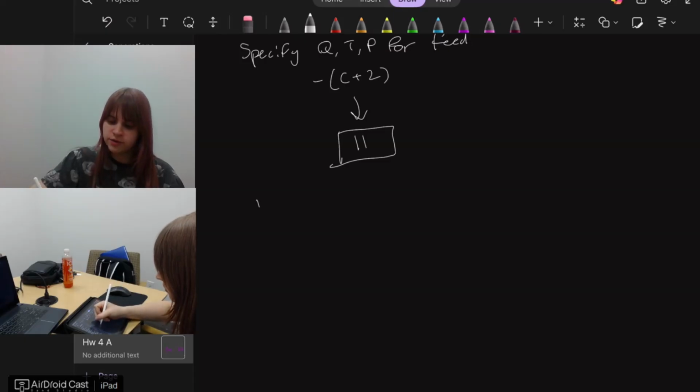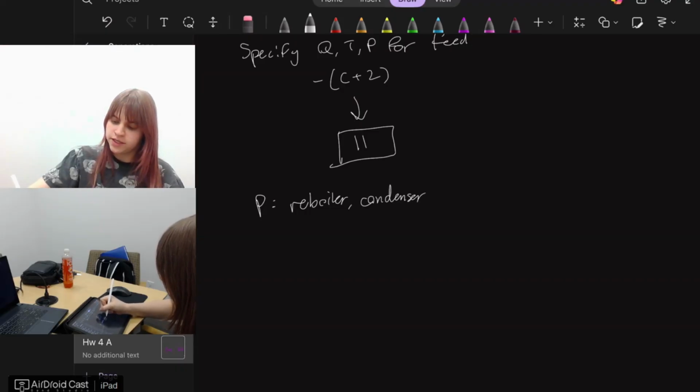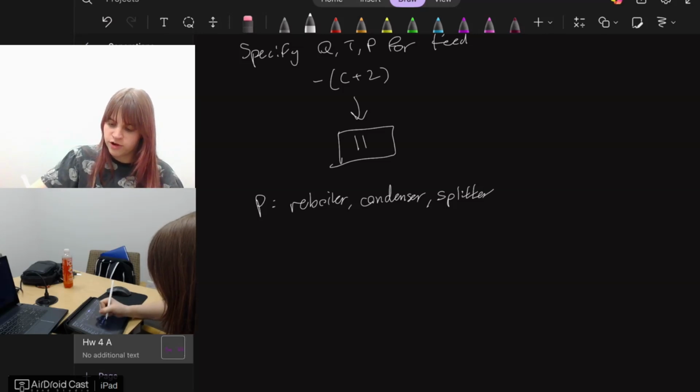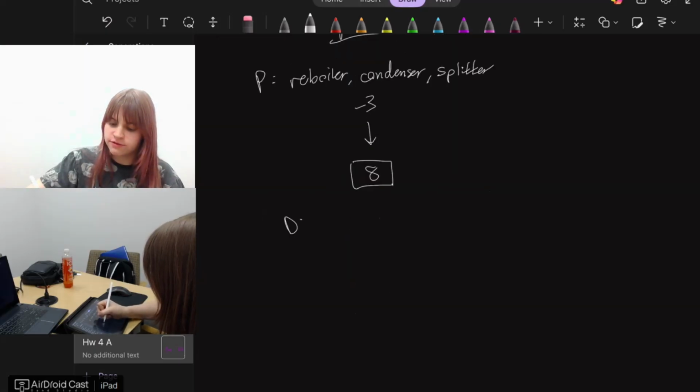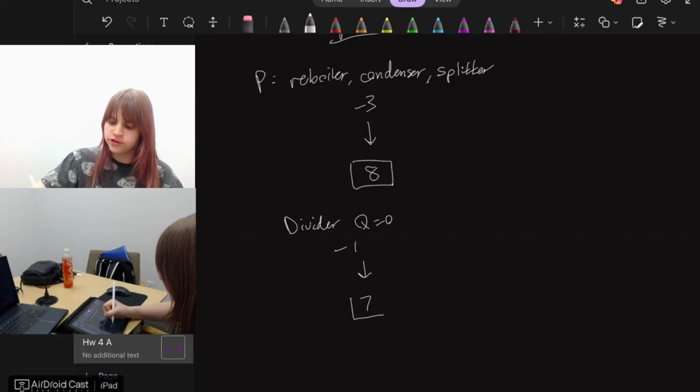If we define the pressure for the reboiler, condenser, and the splitter, that subtracts 3. And then we are left with 8 degrees of freedom. If we say the divider is adiabatic, then we subtract 1 and we get 7 degrees of freedom.